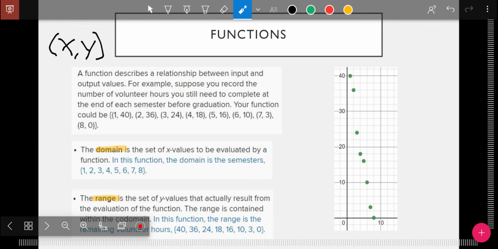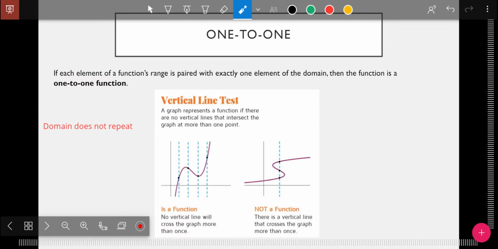Also, if anything repeats, you're just writing what values are there. So let's say the person didn't do any hours the first 3 times. It was 40, 40, 40. You would only write 40 down here once. You're just saying that it happens. You're not saying how many times it happens. They've got a graph over here, and that's where those numbers are for that point. So domain and range, it's really what you need to know from this slide.